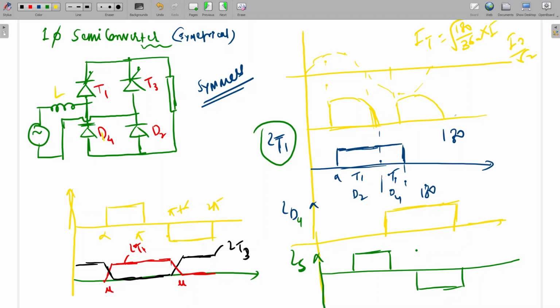Okay. So in this case, the diode also will conduct for 180 degree and the diode current will be I naught by root 2 without source inductance. But here what is happening? If you'll see here, this is starting from here. So here to here, 180 and this mu. So we can say that the thyristors T1 and T3 will conduct for 180 plus mu. Is it clear?